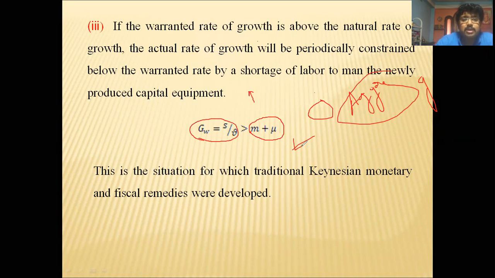We have found that the Keynesian understanding, Keynesian application, Keynesian prescription is applied in case three, where the warranted rate of growth is greater than the natural rate of growth. So this is the overall understanding between the warranted rate of growth and the natural rate of growth.